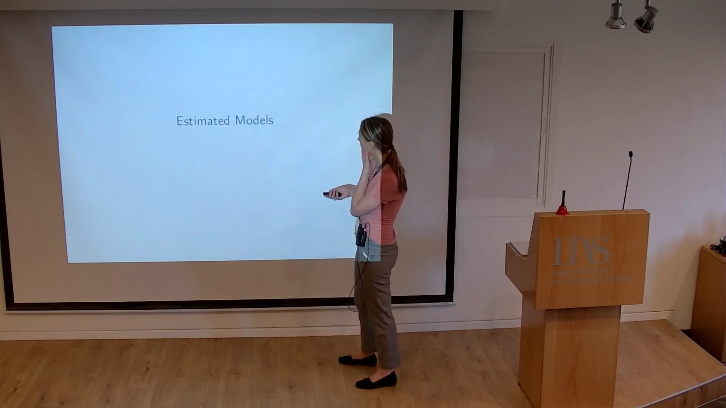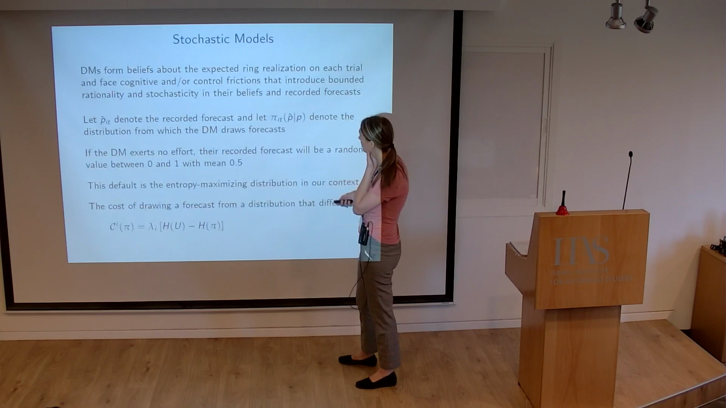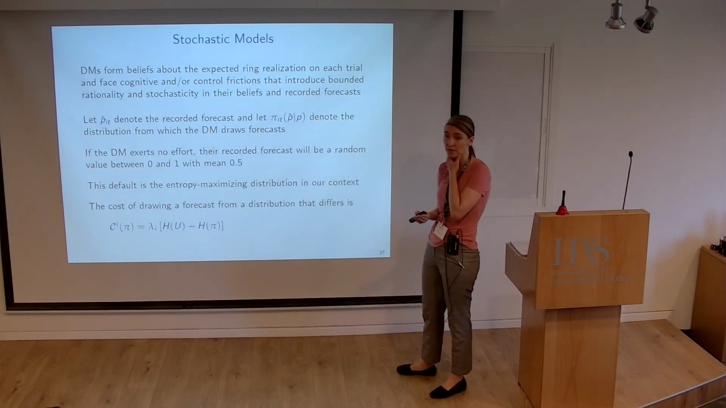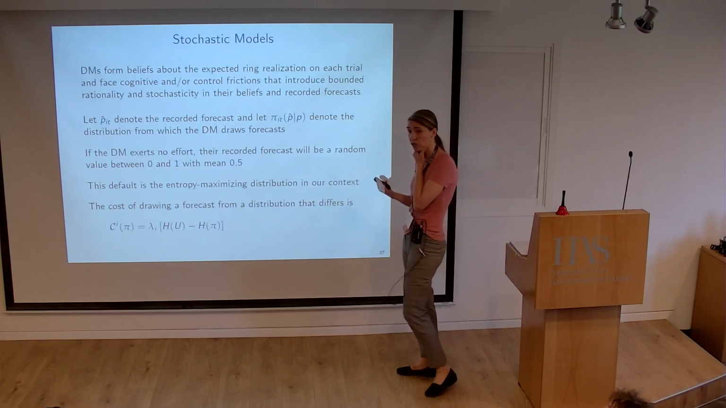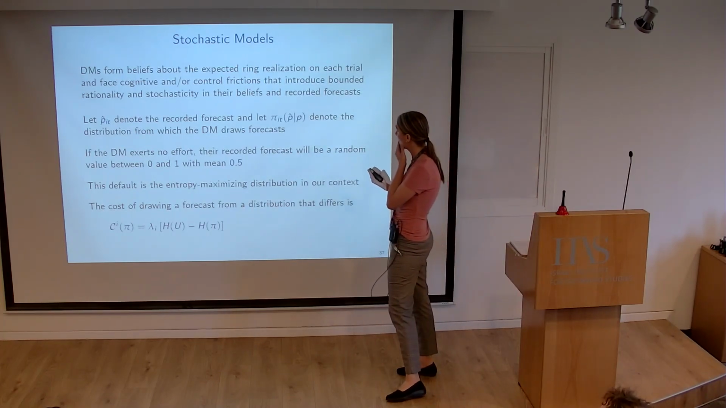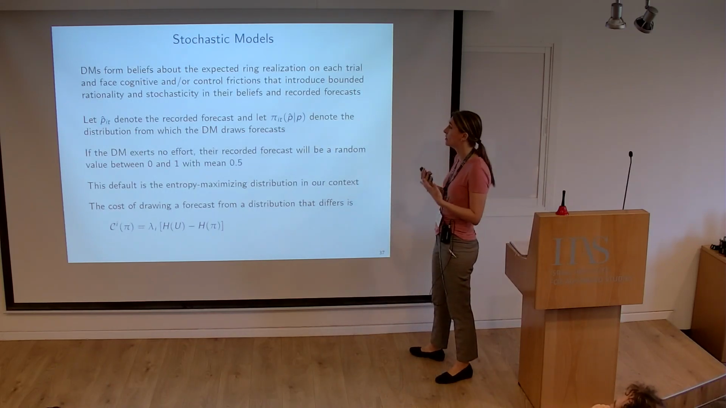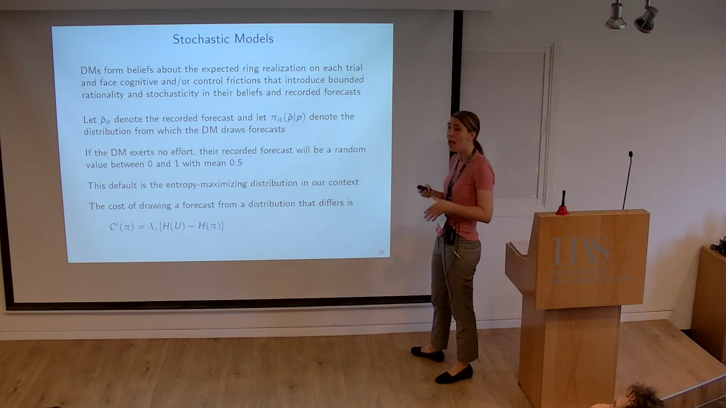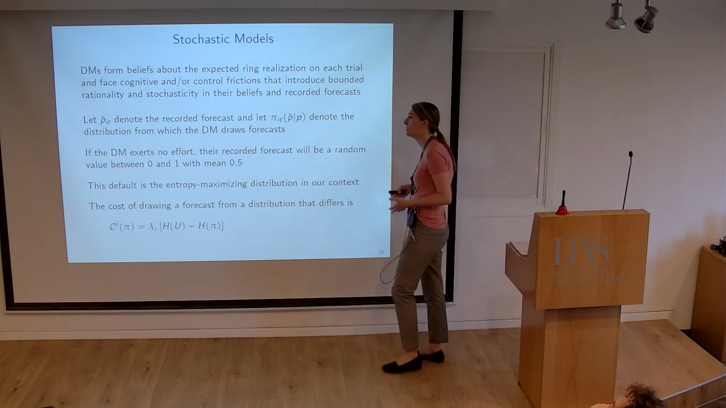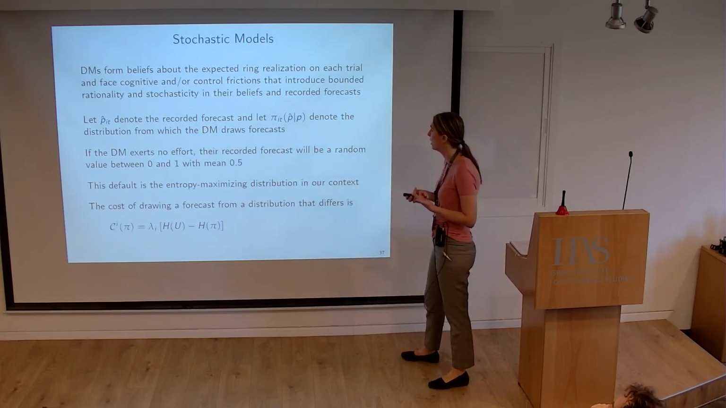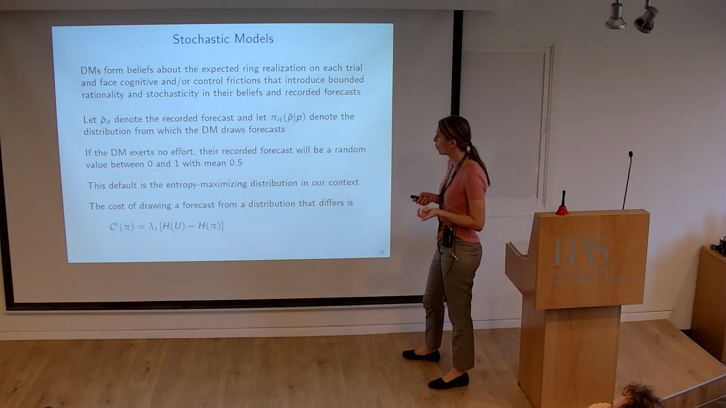Okay. So now let's talk about these models, estimated models. So I'm going to talk about a class of stochastic level K models from the start. There's so much noise and dispersion that I'm going to introduce stochasticity from the start. And I'm going to motivate that by thinking about decision makers that form beliefs about the expected realizations on each trial, and they face some sort of cognitive or control frictions that introduce stochasticity in their recorded forecasts.